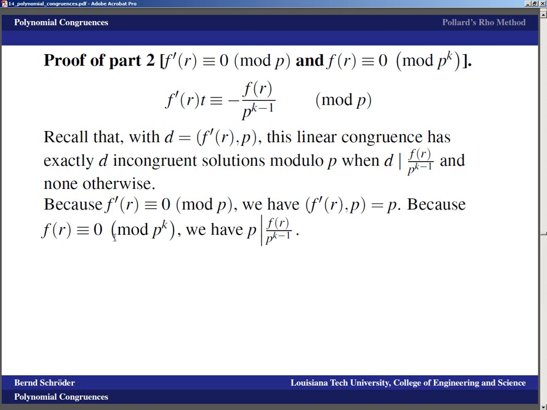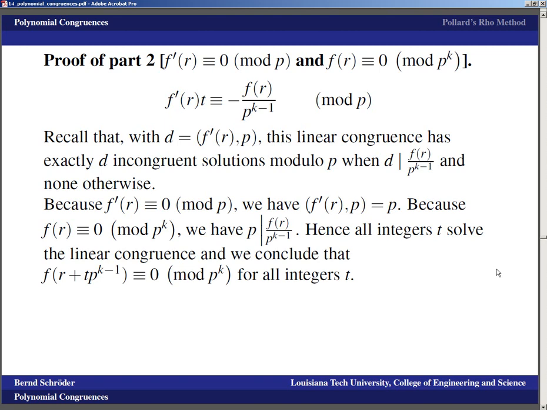And because f of r is equivalent to 0 modulo p to the k, that's the other one, we have that p also divides f of r divided by p to the k minus 1, and that means all integers solve this linear congruence, because both sides are already divisible by p, and I can stick in whatever I want in the t and things will still work out. So we conclude that f of r plus t times p to the k minus 1 is equivalent to 0 modulo p to the k for all integers t.